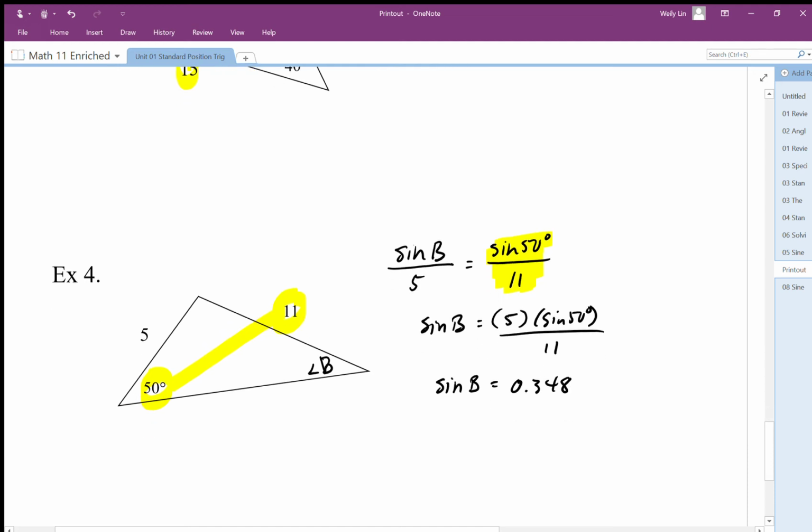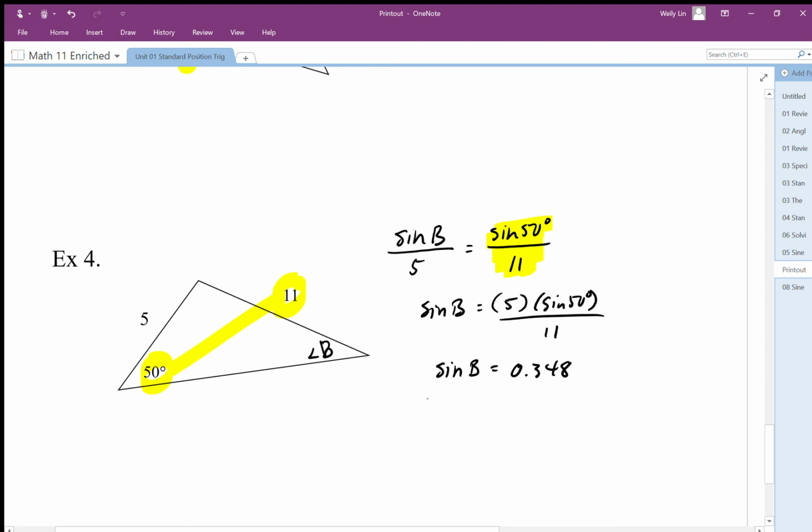I need to solve for this angle B. So angle B, I undo the sine using the opposite or inverse sine. So my input is my ratio. Okay, my output is my angle. So I do the inverse sine of that ratio. I end up with 20.377. So 20.38 degrees. Okay, so that angle here is 20.38 degrees.